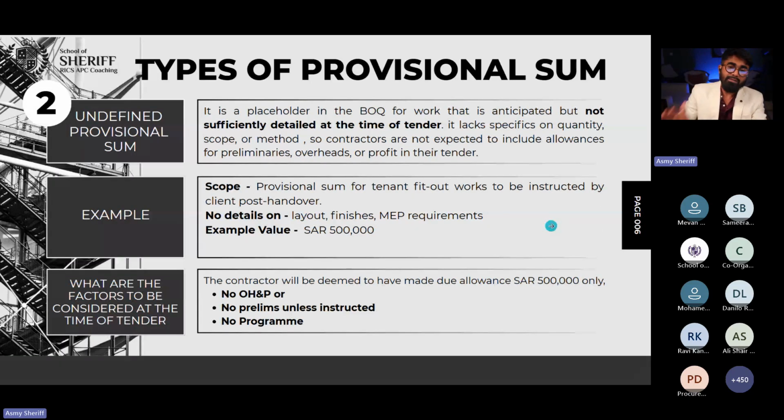Right. When we speak about the first type, we learned about defined provisional sum. The second provisional sum we call undefined provisional sum. What is undefined? Very simple, opposite to that. Where the client is going to mention provisional sum, construction of mock-up. He mentioned some amount of money, 5 million.